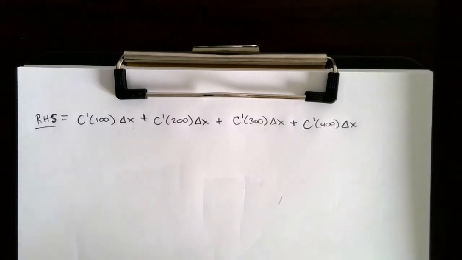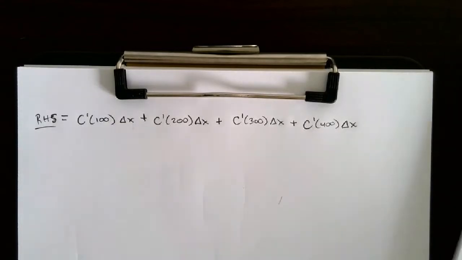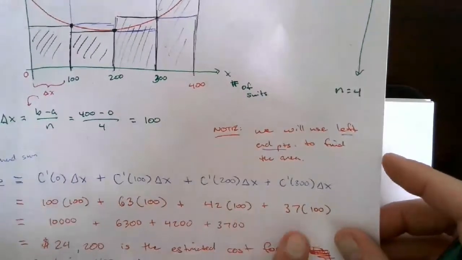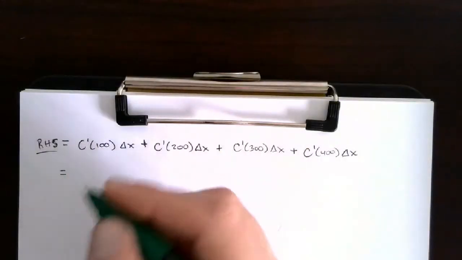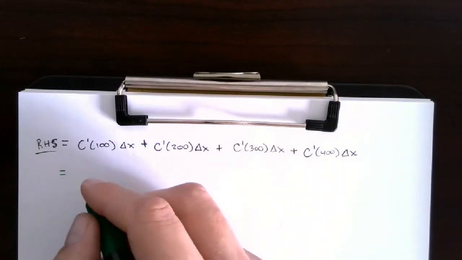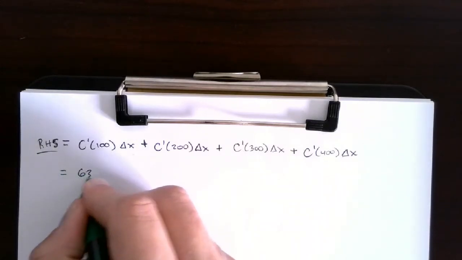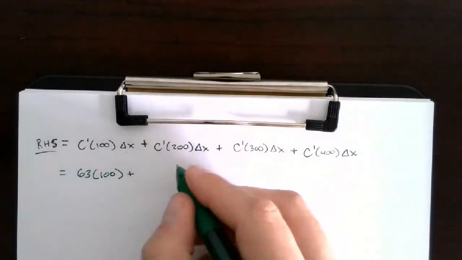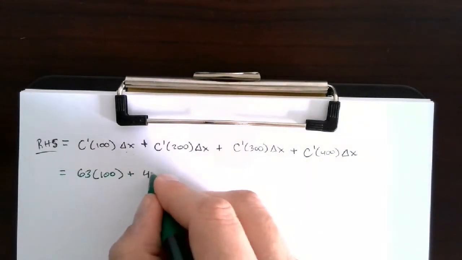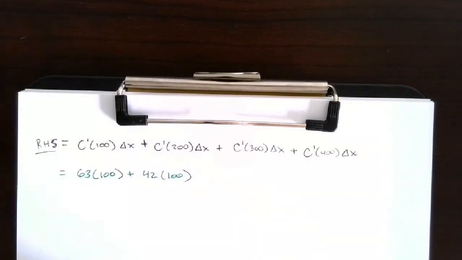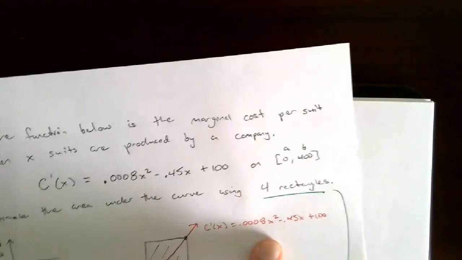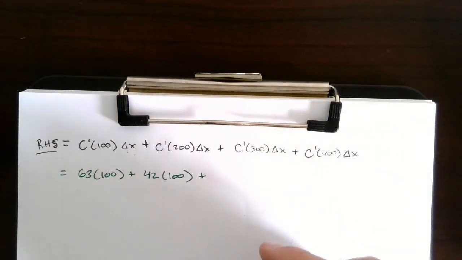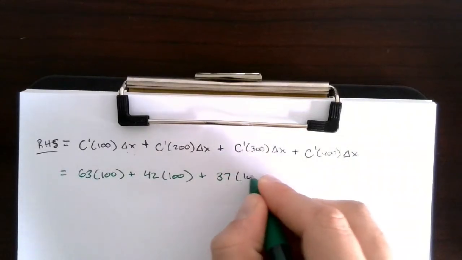So when we go to calculate this, we already calculated most of these. C prime of 100, we already have. C prime of 200 we already have. C prime of 300 we already have. So C prime of 100, we had 63 times delta x, which is 100, the width, plus the next rectangle, C prime of 200, we evaluated that to be 42 times delta x, which is 100. Remember how you're getting these. You're subbing into the C prime function to get that value. Plus C prime of 300, we just did that a minute ago. We have 37 times delta x, which is 100.